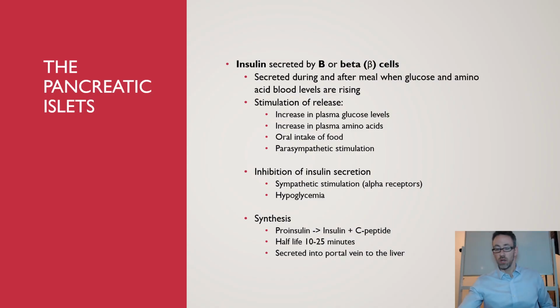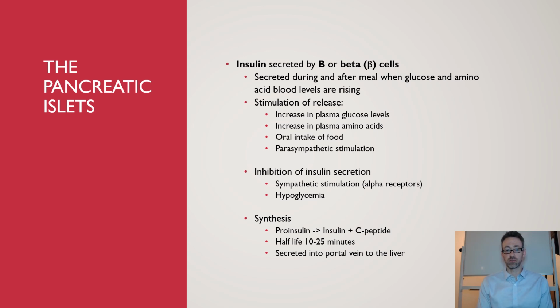Okay, so let's talk a little bit more specifically now about insulin and glucagon's activities. So we'll start with insulin. It's secreted from the beta cells, as I mentioned, and it's secreted during and after a meal, right? So that's when the glucose and amino acid levels are rising and the fatty acid levels are rising. Insulin levels will rise along with that.